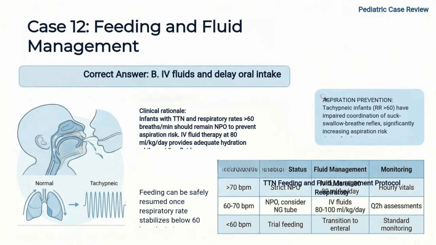Above 70 breaths per minute, maintain strict nil by mouth with intravenous fluids at 60 to 80 milliliters per kilogram per day. 60 to 70 breaths per minute, consider nasogastric tube feeding. Below 60 breaths per minute, a trial of oral feeding can begin. Feeding can be safely resumed once the respiratory rate stabilizes below 60 breaths per minute.